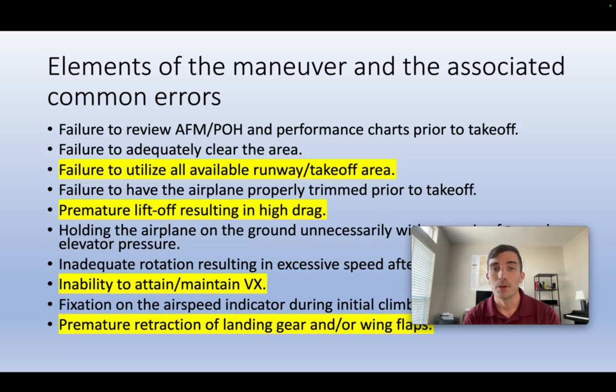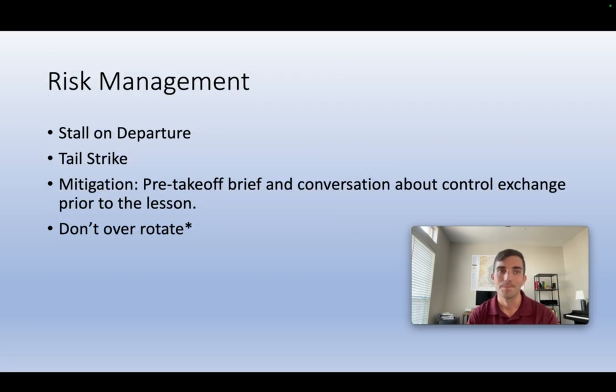This is from the Airplane Flying Handbook, and I'm not going to read through every single one of these, but I'll just note these 4 that I have highlighted, which I thought were a little bit more critical. They said that possible common errors were failure to utilize all the runway. So if you have a displaced threshold, make sure you're using it. You can use that for taxi and takeoff. Premature liftoff, so over rotating to where the wheels never want to leave the ground. This is not a soft field takeoff. And we want the airplane to be able to accelerate on the ground without excessive drag. And then inability to maintain or establish VX. And lastly, a premature landing gear or flap retraction.